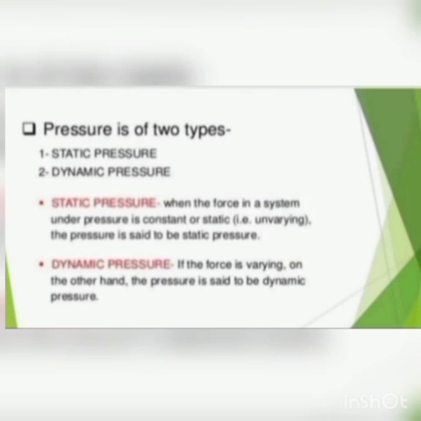Pressure is of two types, static pressure and dynamic pressure. Static pressure: when the force in a system under pressure is constant or static, the pressure is said to be static pressure. Dynamic pressure: if the force is varying, on the other hand, the pressure is said to be dynamic pressure.